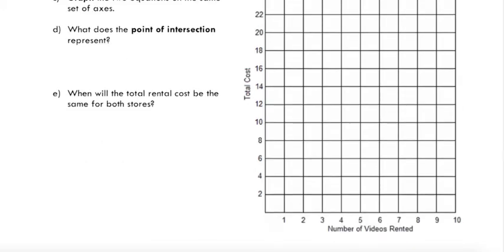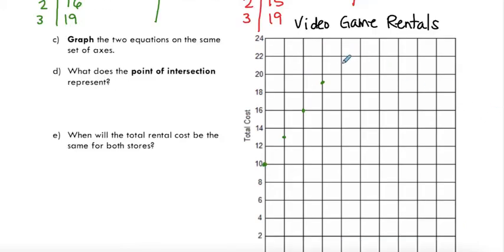So I'm going to use my green for Galaxy. Remember, it was 0 and 10, so that was my first point. Then I had 1 and 13, 2 and 16, 3 and 19. Then I had 4 and 22, and I ran out of room. So I'm just going to go ahead and connect these points right here using a straight line, and I'm going to call this G for Galaxy.